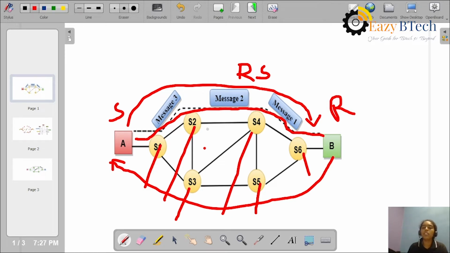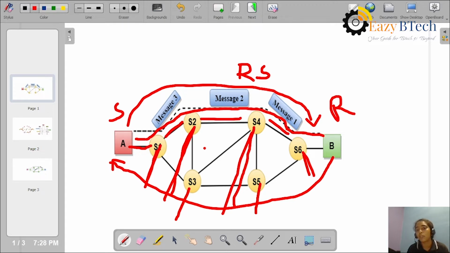Here I use four circuits, S1, S2, S4, S6. First I established these four circuits. So here I established one dedicated path by using these circuits, and I transfer the data here.